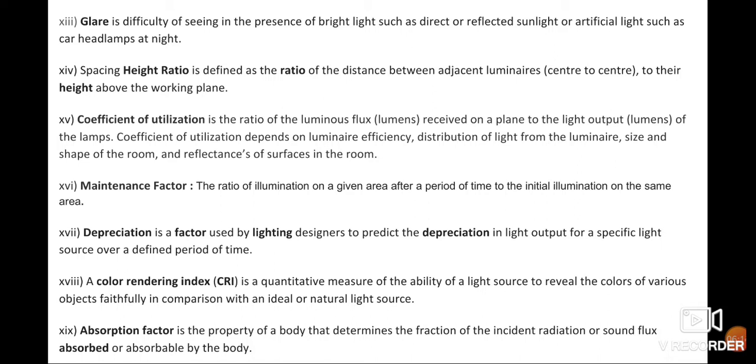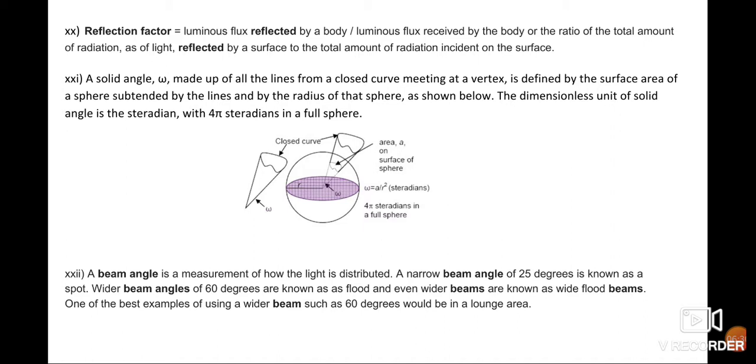Absorption factor. It is the property of a body that determines the fraction of the incident radiation or sound flux absorbed or absorbable by the body. Next is reflection factor. Reflection factor is equal to luminous flux reflected by a body divided by luminous flux received by the body, or the ratio of the total amount of radiation, such as light, reflected by a surface to the total amount of radiation incident on the surface.